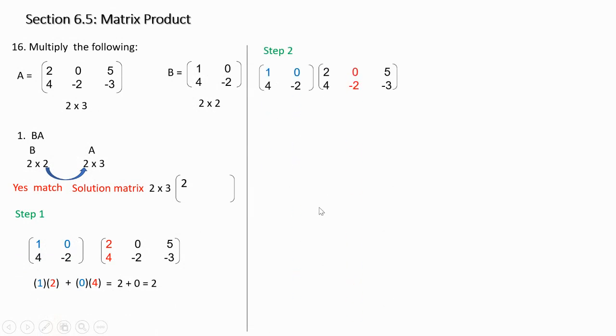Now I multiply the 1 times 0 and 0 times -2. Right, so the answer is 0. Step 3, now these are going to be the ones that I'm going to be using to multiply, so those are going to be in red.